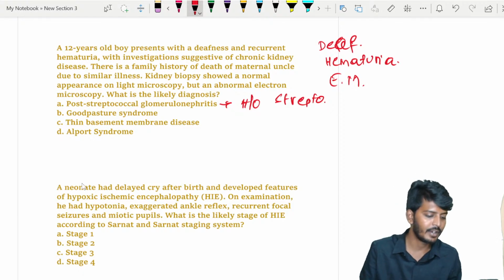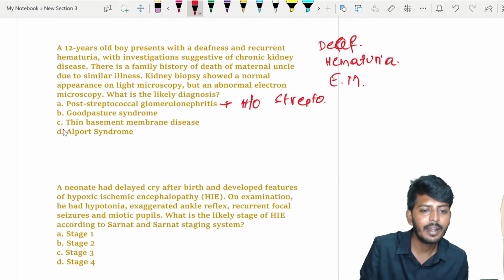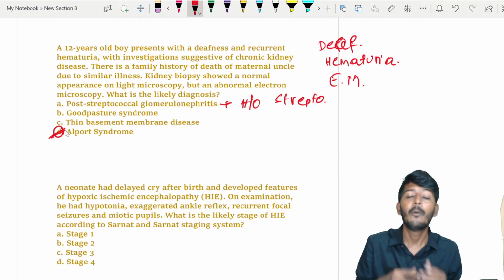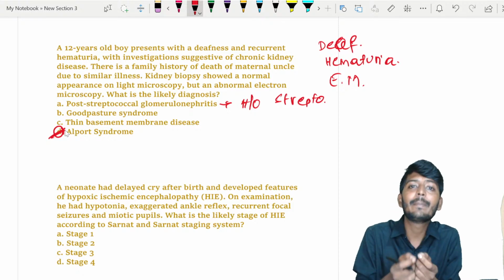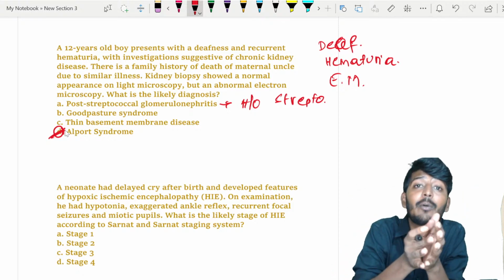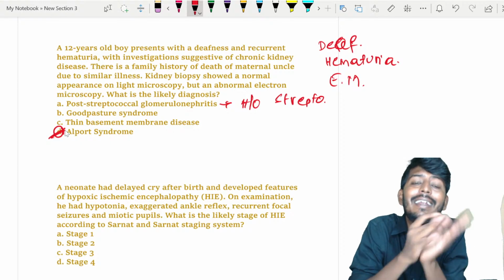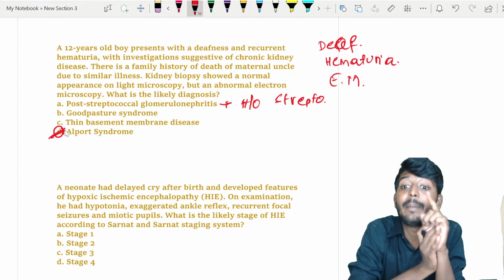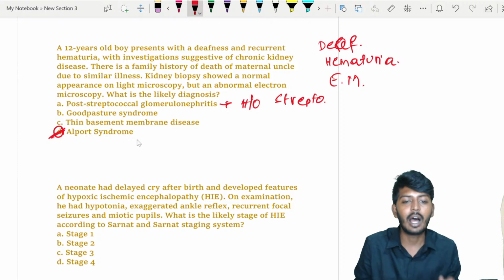The answer is it is not a minimum change disease. Understand, it is Alport syndrome. Why Alport syndrome? If thin basement membrane disease was there, only the disease related to the kidney would be there, but here there is also hematuria and deafness. So that is Alport syndrome.